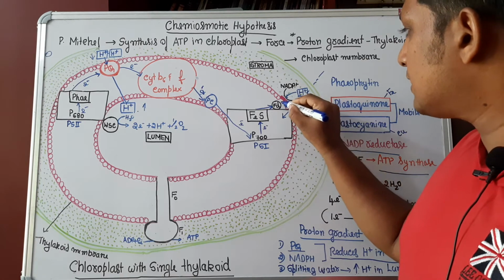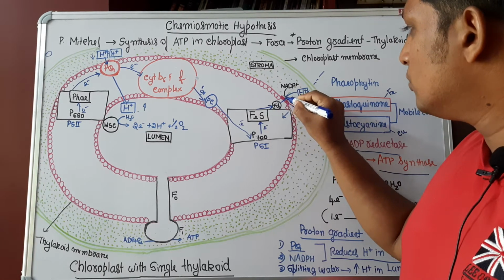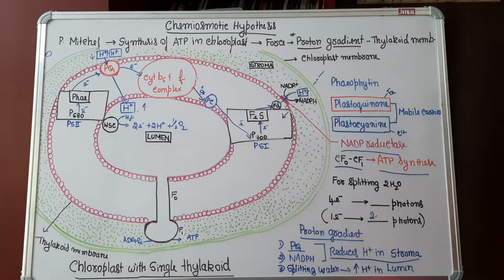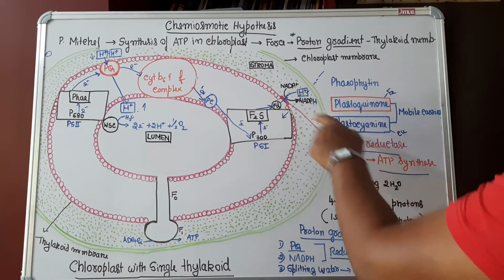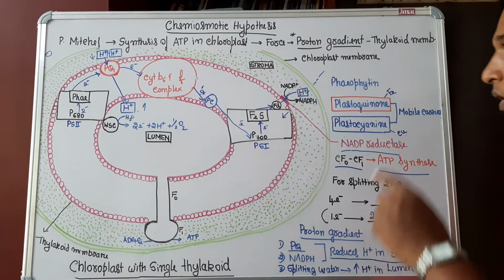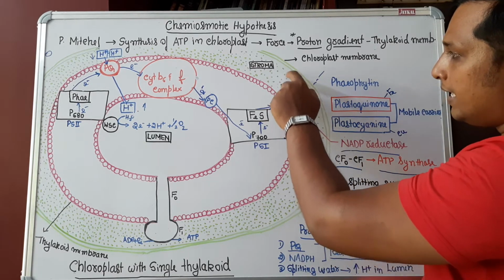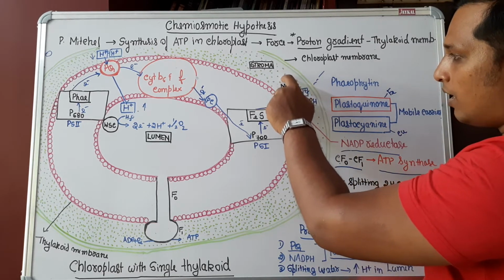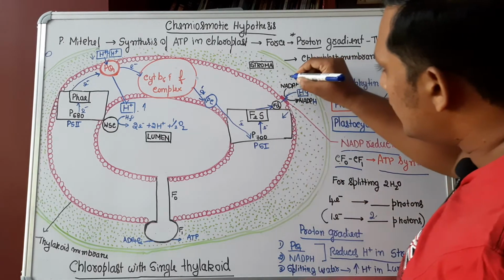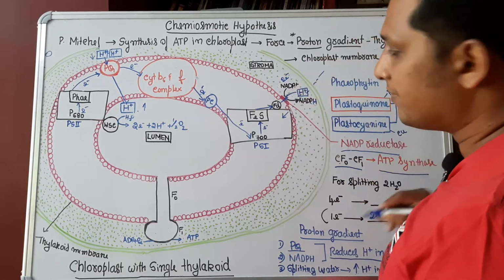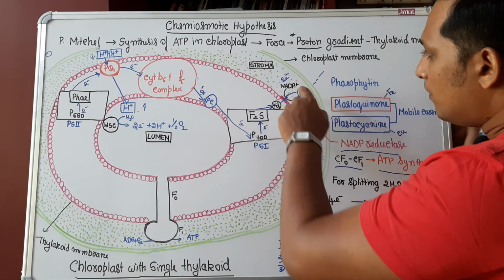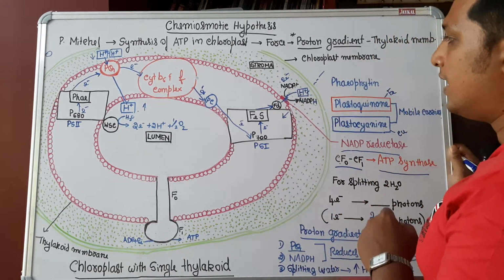Ferredoxin will transfer its electron to the thylakoid membrane where there is an enzyme located, NADP reductase. What does NADP reductase do? NADP reductase will pick up one NADP plus from the stroma. To that, two electrons are added and a single H plus ion is added.